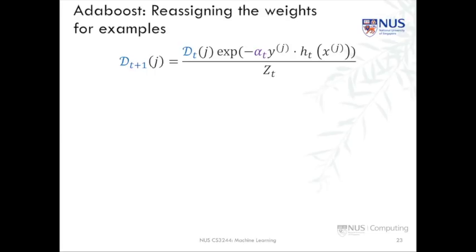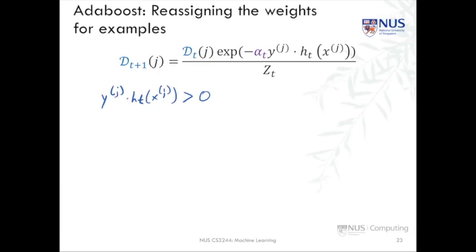Let's take the case where the classifier gets something correct. Then y times the output will be a positive value. When we have a positive value and we multiply it by the alpha weighting parameter, this value will be negative, and we're going to see that the importance of this particular training example j will shrink.